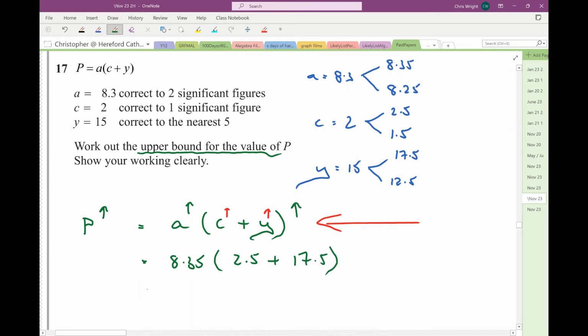Now it's just a question of using my calculator and putting that in. It's going to be 8.35 times, you do that bracket first, but the calculator would do that for you anyway, times 20, which gives you an answer of 167. And that is the upper bound for the value of p.